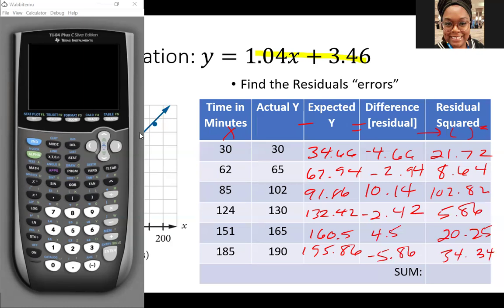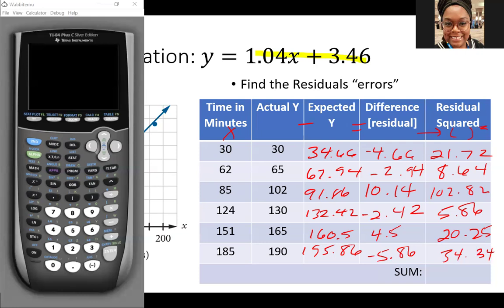Okay. So when we look here, what we should come to the conclusion is that when our expected value is over, the residual is going to be negative. So if your expected value is over your actual, that's going to be a negative residual. If your expected value is under, then obviously it's going to be positive. So it's going to be opposite of what you think.